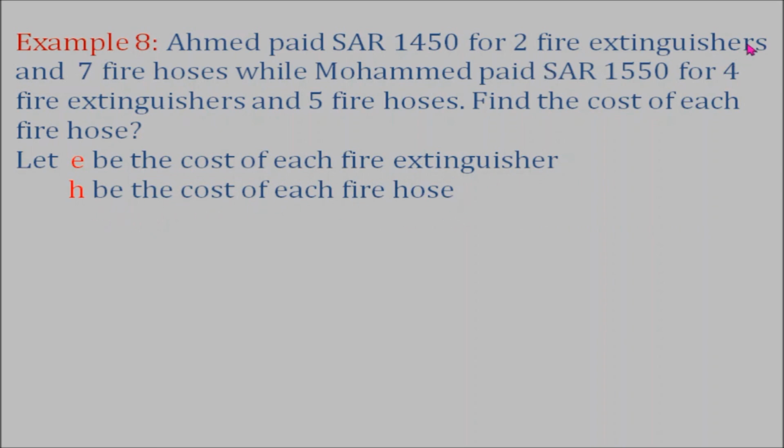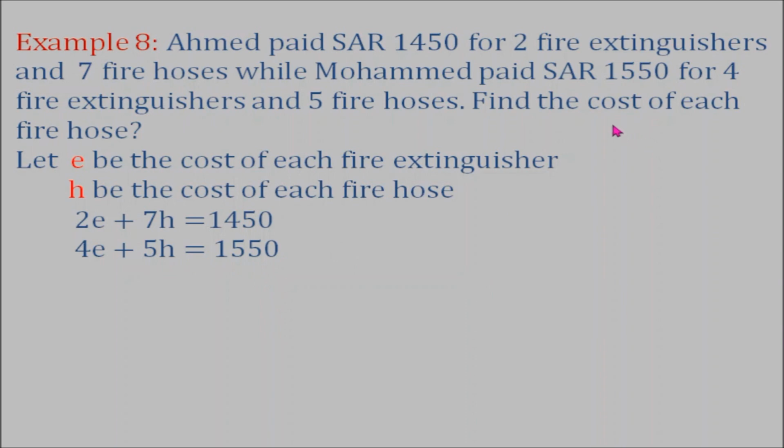So 2 fire extinguishers and 7 fire hoses equals 1,450 is our first equation. So that's 2E plus 7H equals 1,450. And 4 fire extinguishers and 5 fire hoses is 1,550 is our second equation. That's 4E plus 5H equals 1,550.